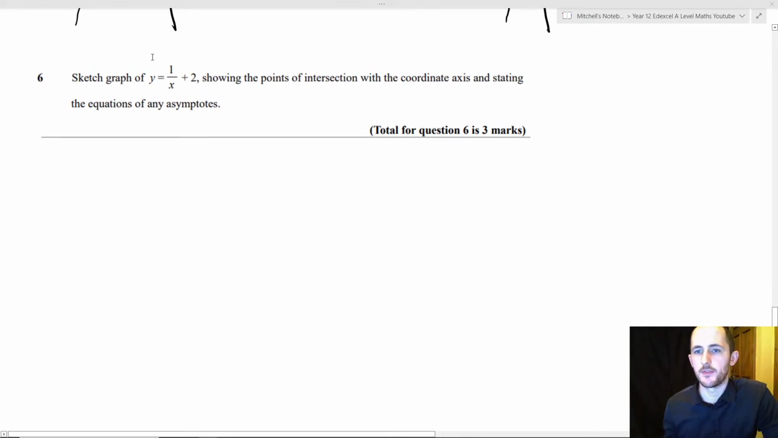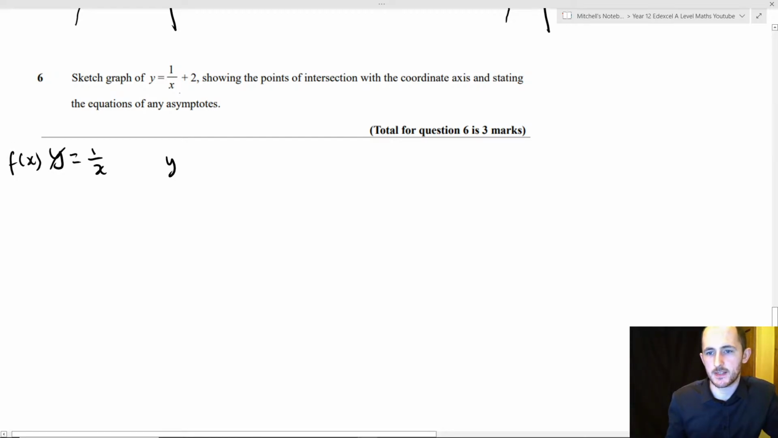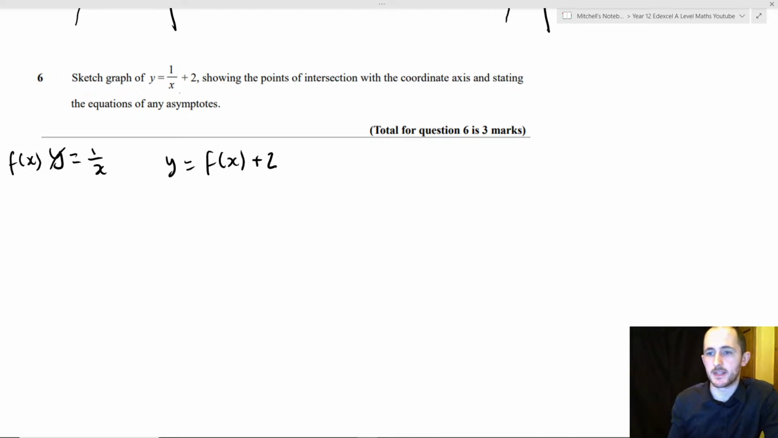So once again, we actually went through the shape of this graph at the beginning, so y equals 1 over x. If we say this is f of x, then what they're doing here is asking us to sketch y equals f of x plus 2. So everything's going to be shifted upwards. Now you need to be really careful because this equation does actually have intercepts of its own.